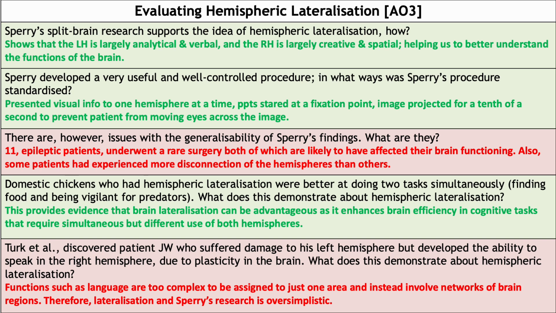One, in green, domestic chickens showing lateralisation is very advantageous because it allows us to multitask. But Turk et al. show a patient, JW, who had damaged the left hemisphere but could talk from the right hemisphere because of plasticity in the brain. And obviously you have to know plasticity and functional recovery is a whole section in biopsychology, so that knowledge will be relevant here. And it demonstrates it's far too simplistic to suggest that everybody's language centres are in the left hemisphere and will always remain there.